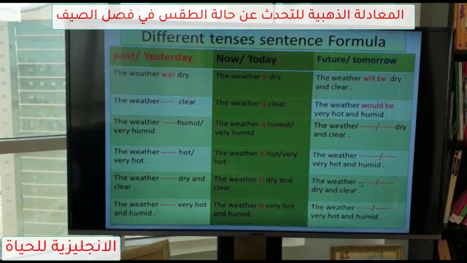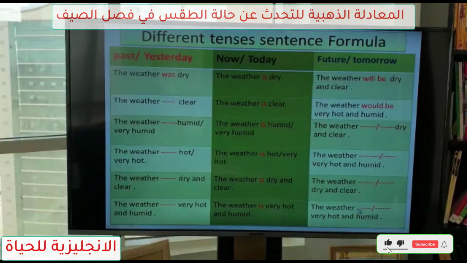The weather will be, would be dry and clear. Here I use only two adjectives, and the last one, the weather will be or would be very hot and humid.